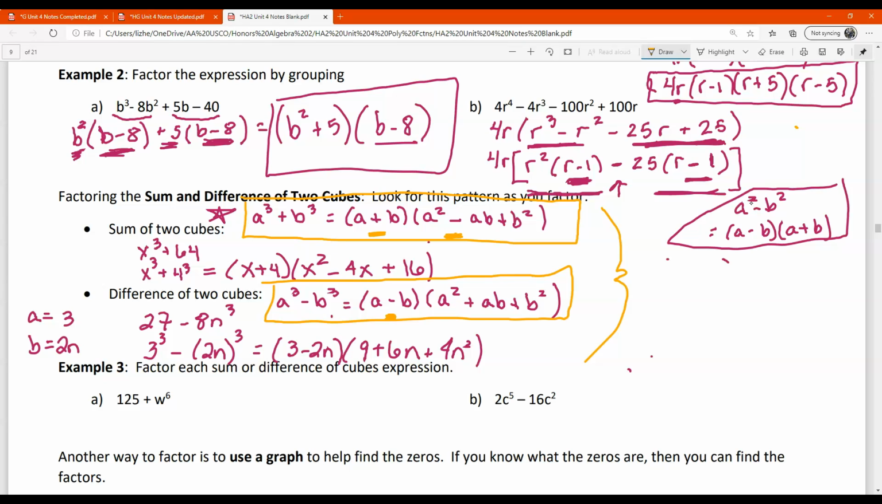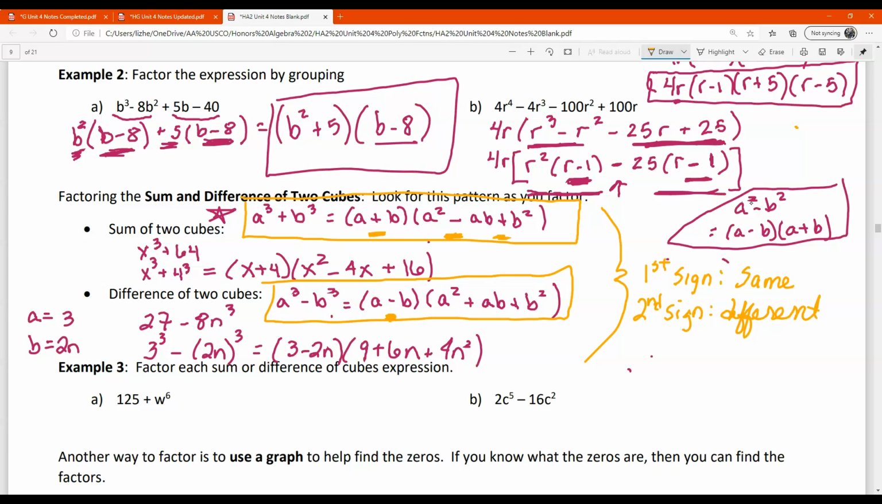1, 2, 3. So the first sign is the same as the problem. For example, if you're doing the sum of cubes, the first sign is positive. If you're doing the difference of cubes, the first sign is negative. The second sign is always different.